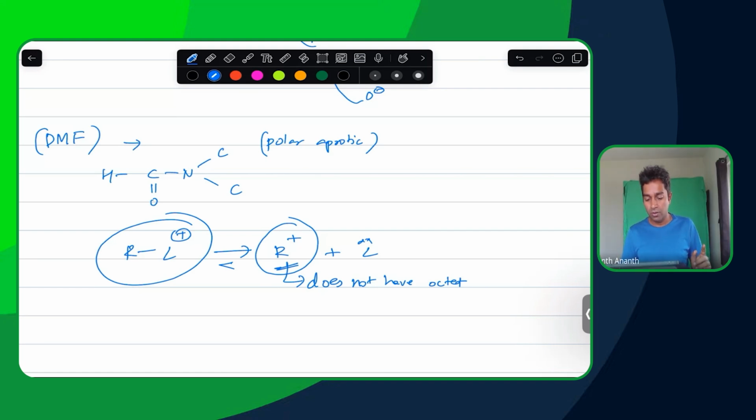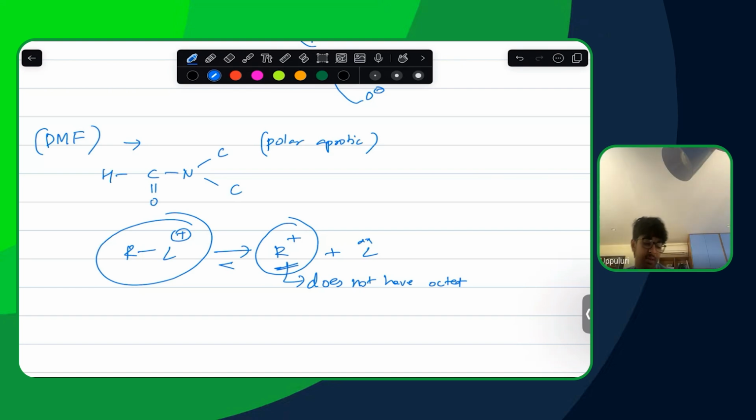Lishat, what was your doubt here? Your doubt probably was along the lines of the carbocation, or the R plus, should be more stable in a polar protic solvent, so why is it not going more in the forward direction? Is that the doubt there? Yeah, it was something like that.